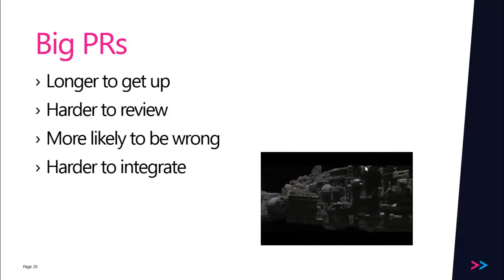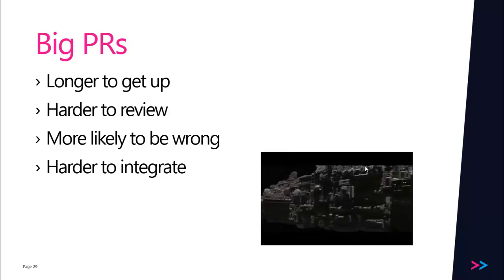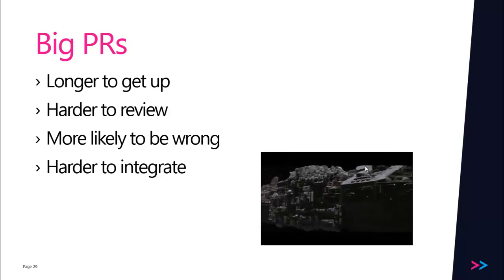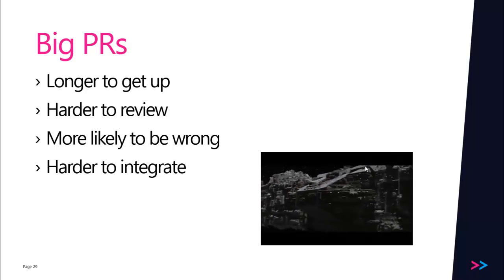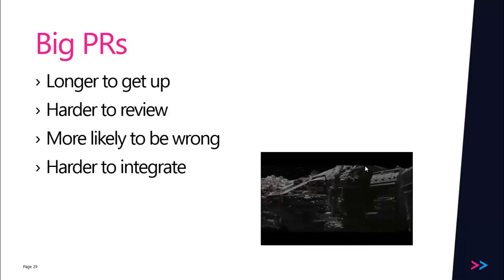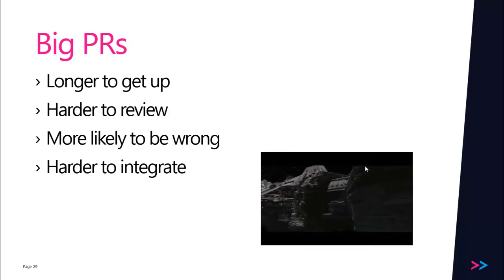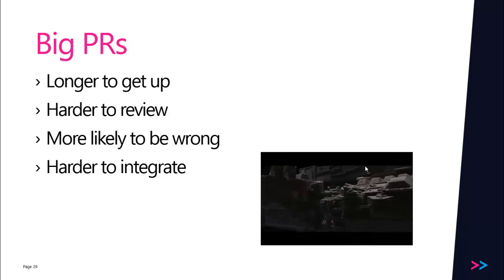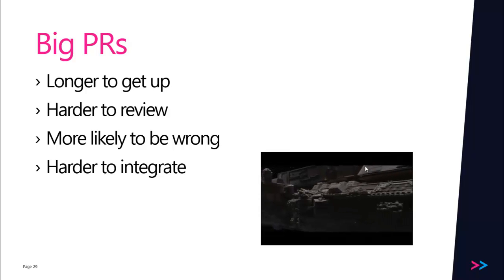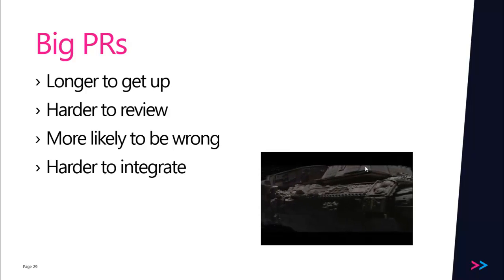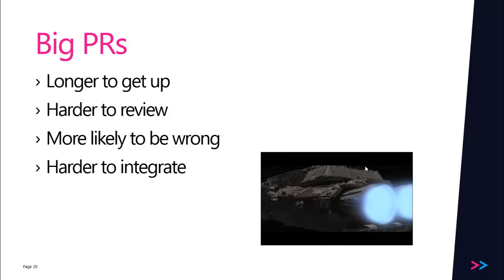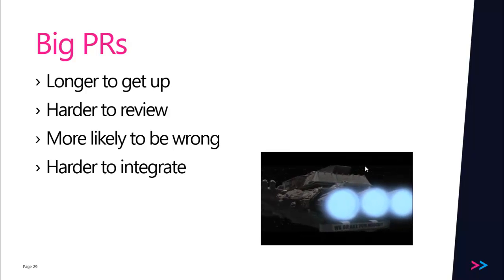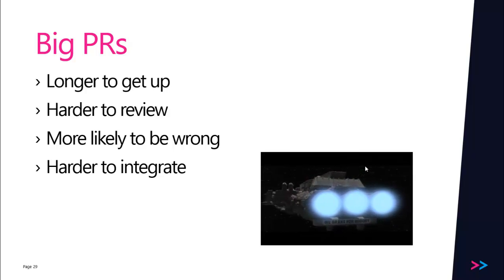They're harder to review for the reasons I talked about with bike shedding previously, which means they're also more likely to be wrong because they're going to be less thoroughly reviewed, and it's more likely there's going to be errors in there that get their way through. They also become harder to integrate because it's much more likely that the bigger pull requests are going to get conflicted as all of the smaller pull requests around them get merged. So in general, big PRs are something to avoid.